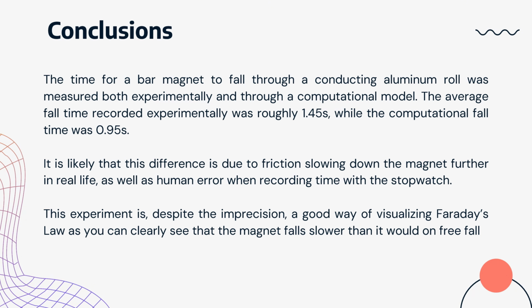In conclusion, the time for a bar magnet to fall through a conducting aluminum roll was measured both experimentally and through a computational model. The average fall time recorded experimentally was roughly 1.45 seconds, while the computational fall time was 0.95 seconds. It is likely that this difference is due to friction slowing down the magnet further in real life, as well as human error when recording time with a stopwatch.